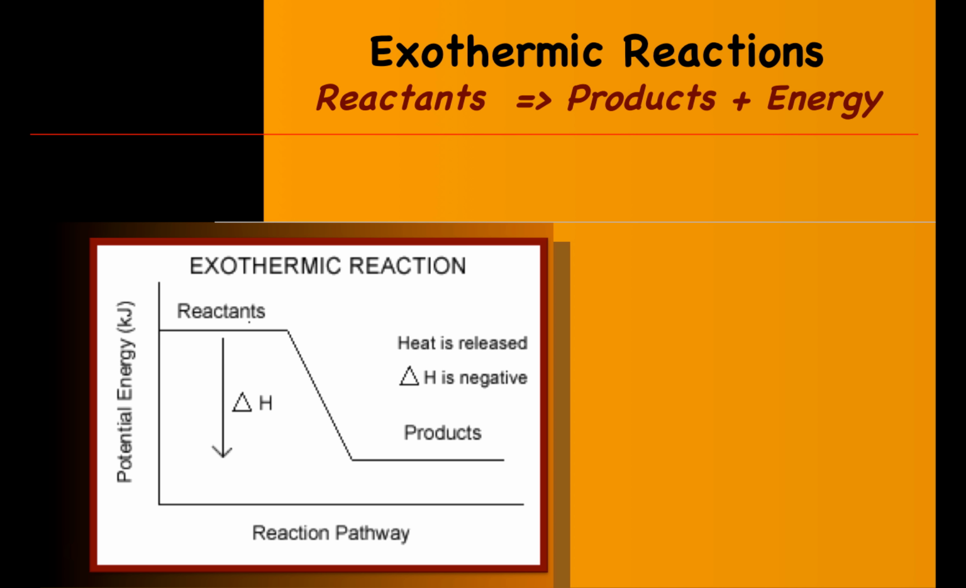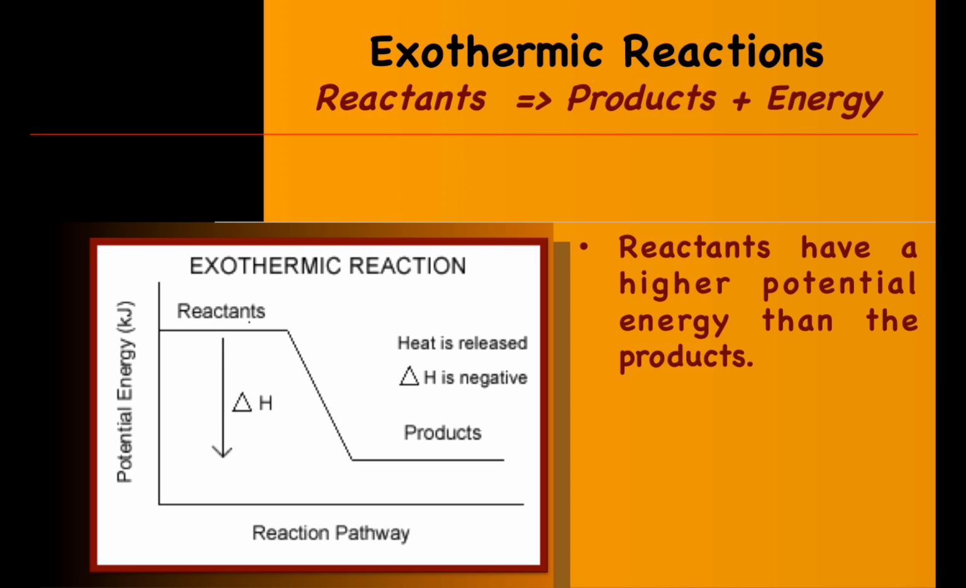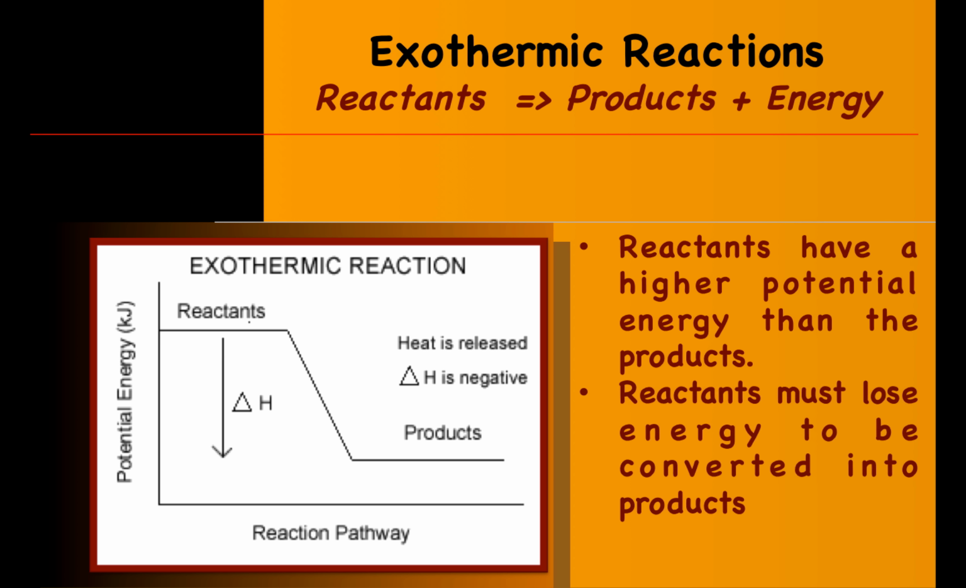Notice the potential energy diagram for this exothermic reaction. Reactants go to products plus energy. Notice that the reactants have a higher potential energy than the products. The reactants must lose energy to the surroundings in order to be converted into products.